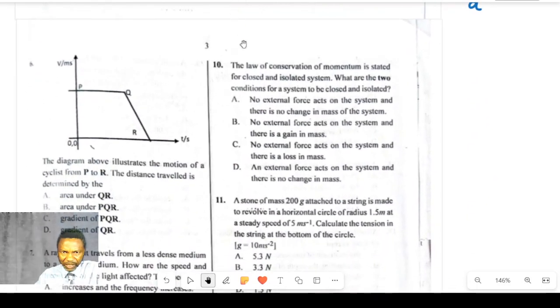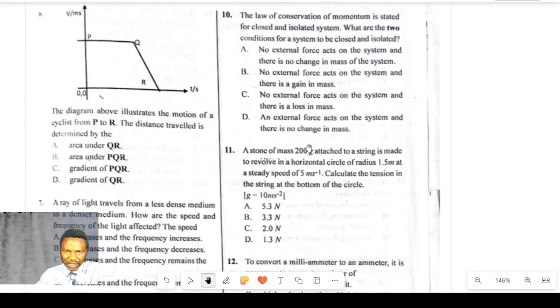So let's go to question number 6. The diagram above illustrates the motion of a cyclist from point P to Q moving with constant velocity. The distance traveled is determined by the area under this shape. So that is the area of PQR. So that's B. Number 6 is B.